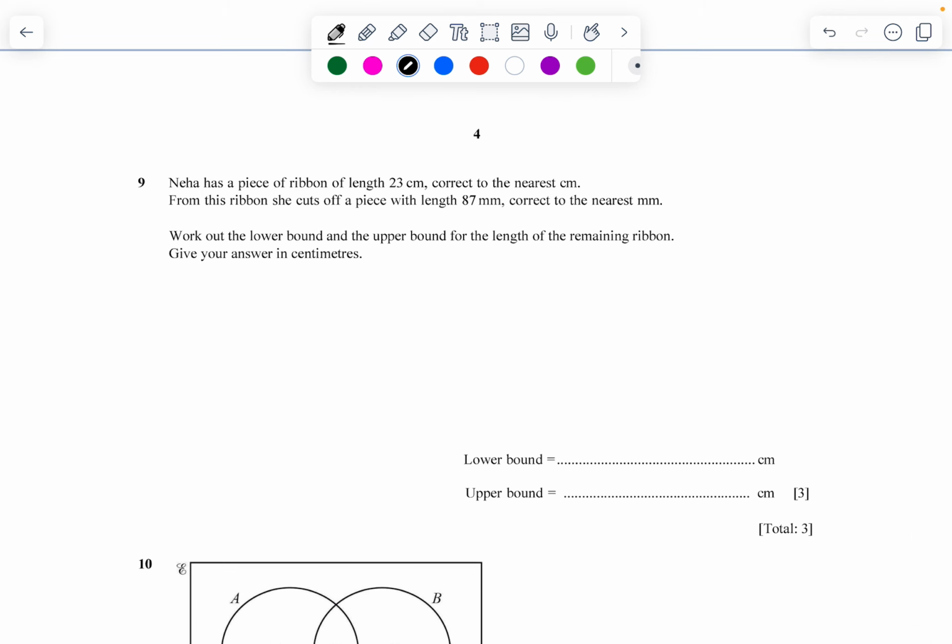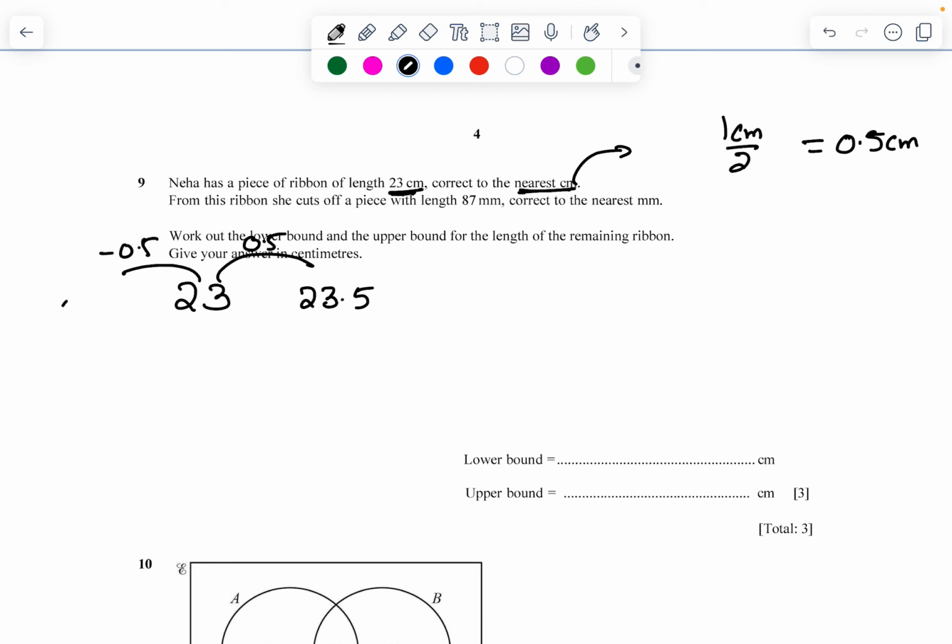Question number 9. Neha has a piece of ribbon of length 23 centimeters, correct to the nearest centimeter. For the nearest centimeter, 1 centimeter divided by 2 is 0.5. So 23 add 0.5 becomes 23.5, and subtract 0.5 becomes 22.5.